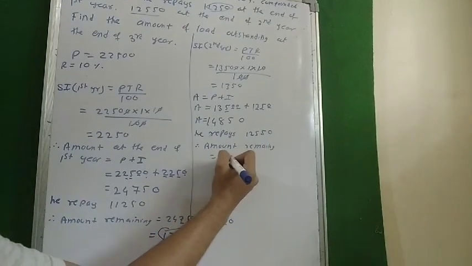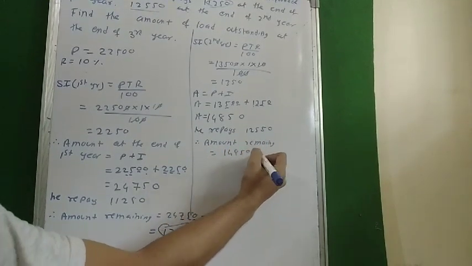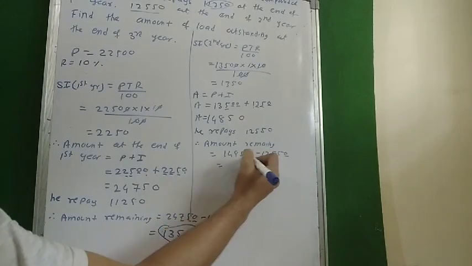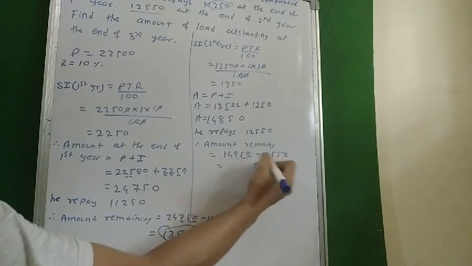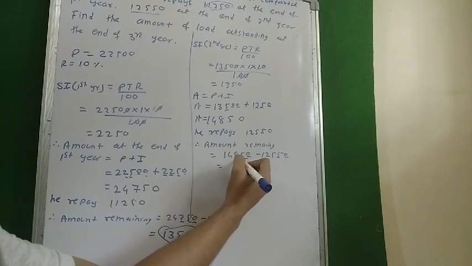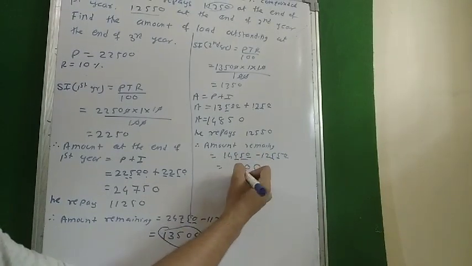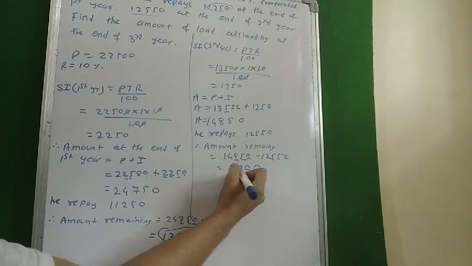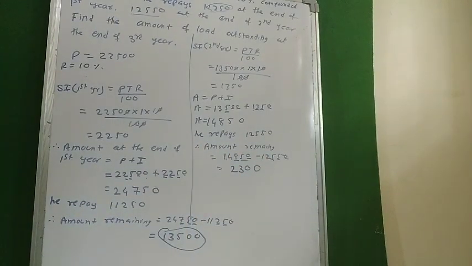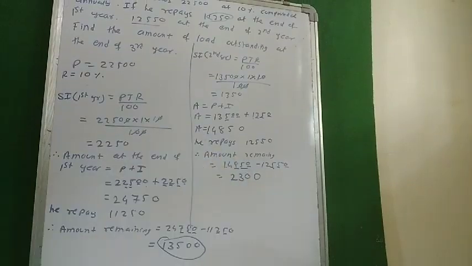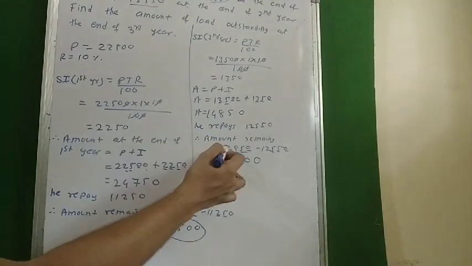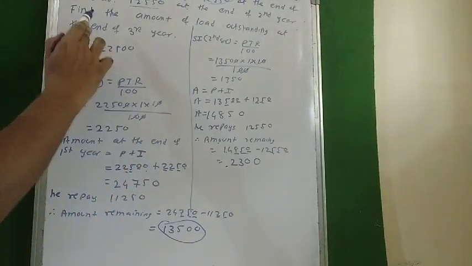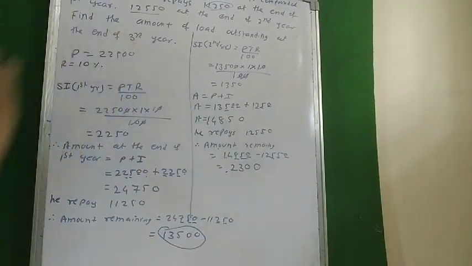amount remaining is 14,850 minus 12,550. So 0 minus 0 it is 0, 5 minus 5 again it is 0, 8 minus 5 it is 3, so 14 minus 12 it is 2. So 2,300 is the remaining amount now. Now the amount at the end of second year is the principal for the third year, and you are asked to find out the amount outstanding after third year.